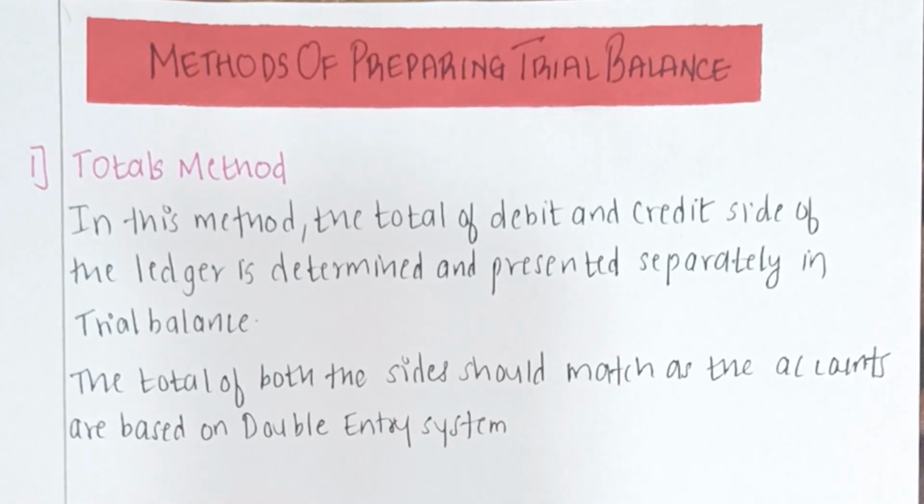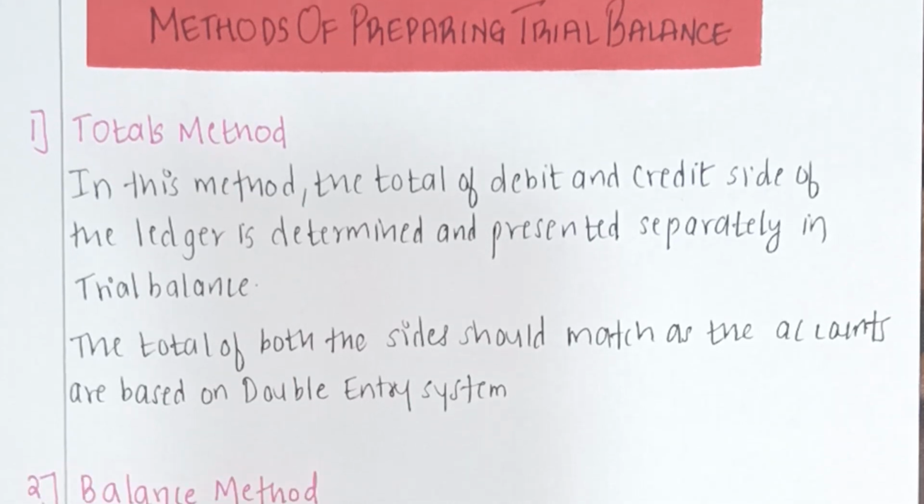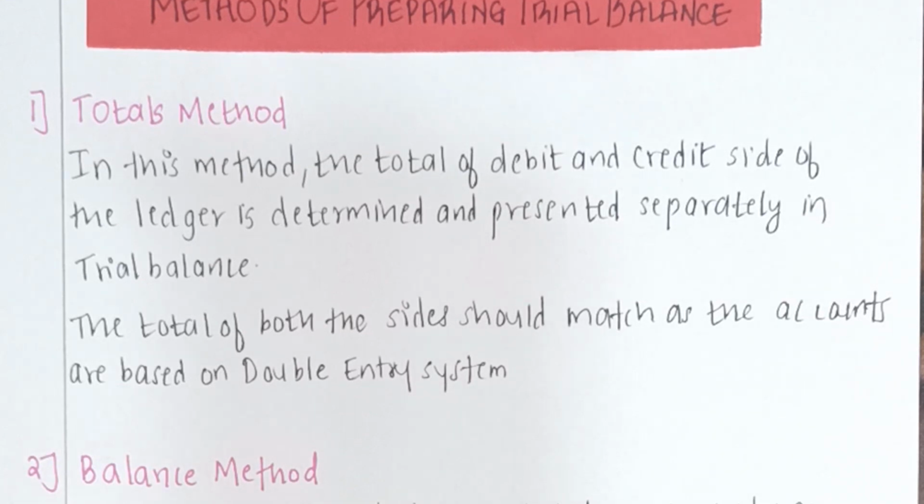So the next topic is about methods of preparing trial balance. In total, there are three methods in which a trial balance is prepared. The first one is the total method. In this method, the total of the debit and the credit side of the ledger is determined and presented separately in the trial balance. So the total of both the sides should match as the accounts are based on the double entry system. So this is what the total method is about.